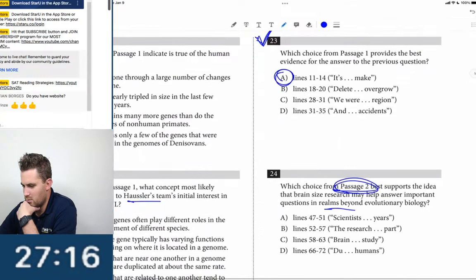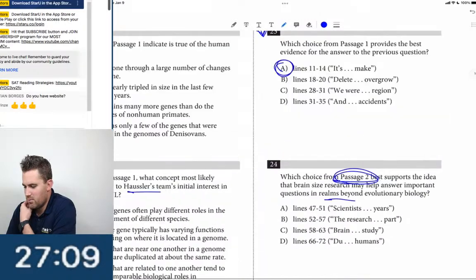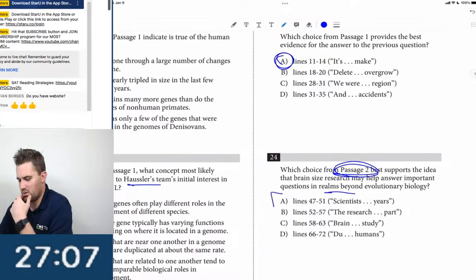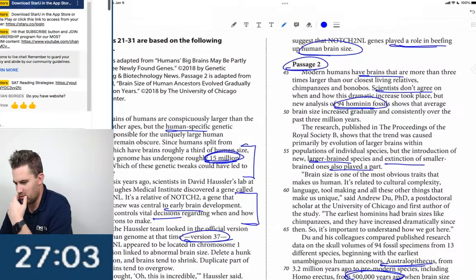Important we got here. In realms beyond brain size research may help answer questions. So let me just go back here. I'm going to reread 47 through 72 and just see if I can answer that. Guys, does everybody see what I'm trying to do here, as we go back?